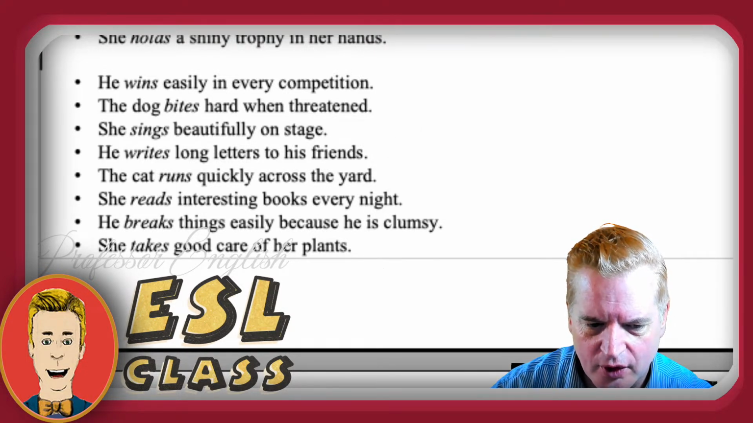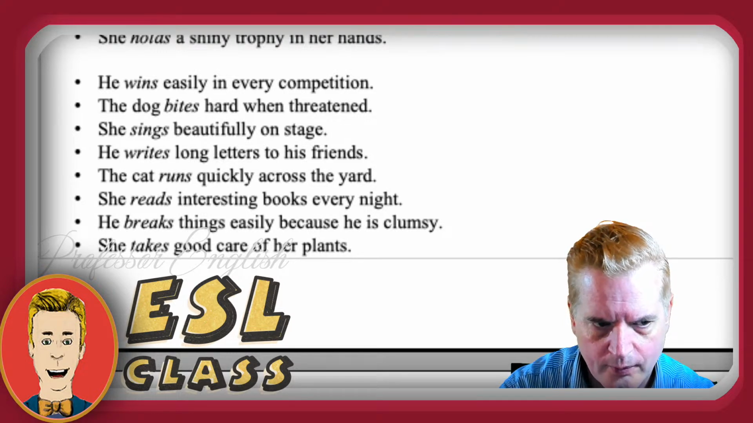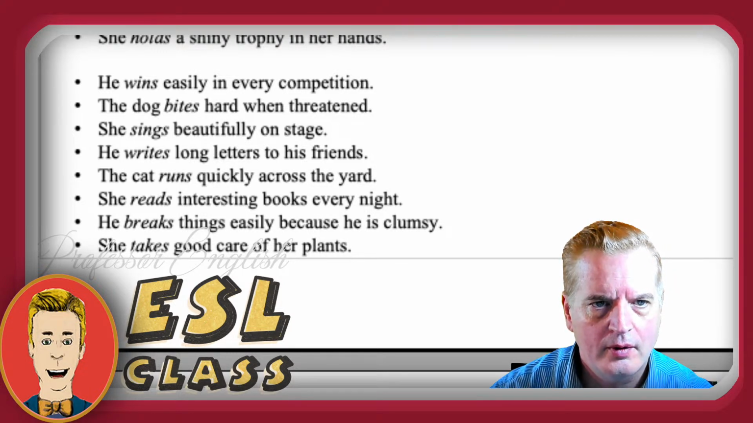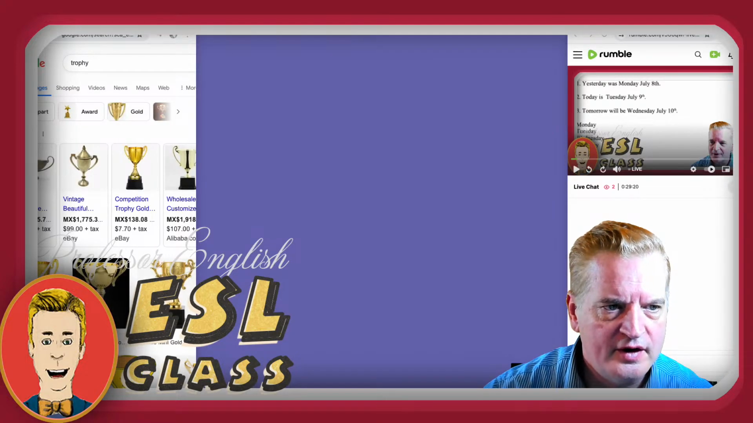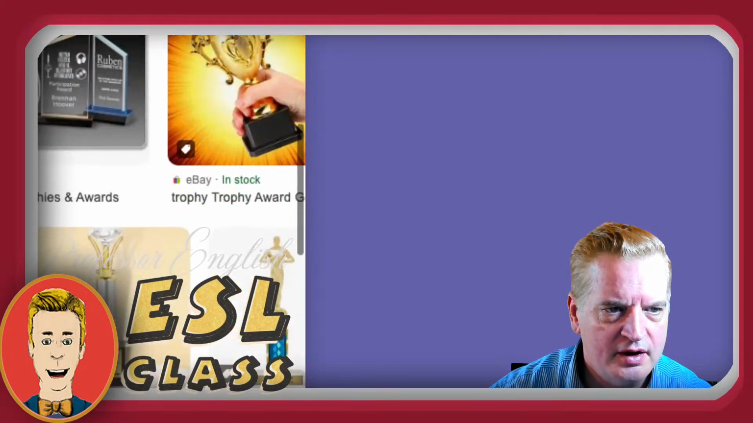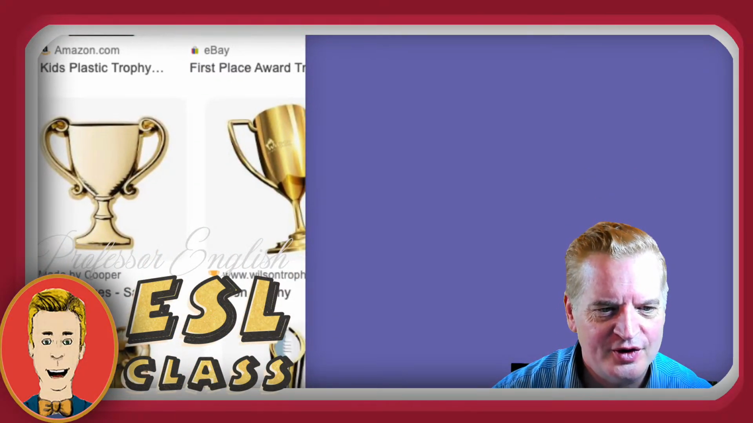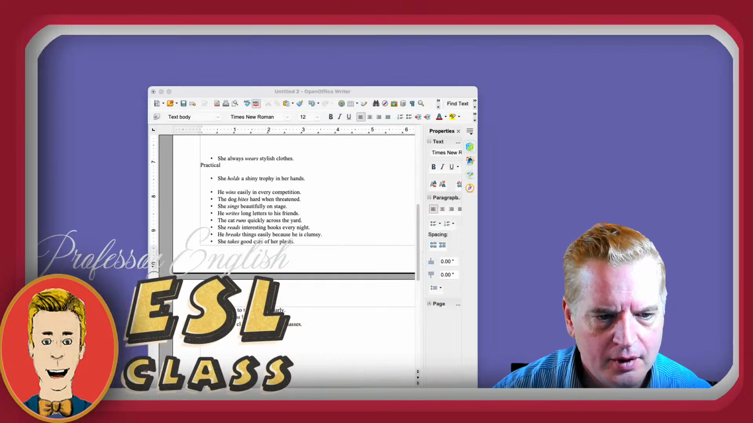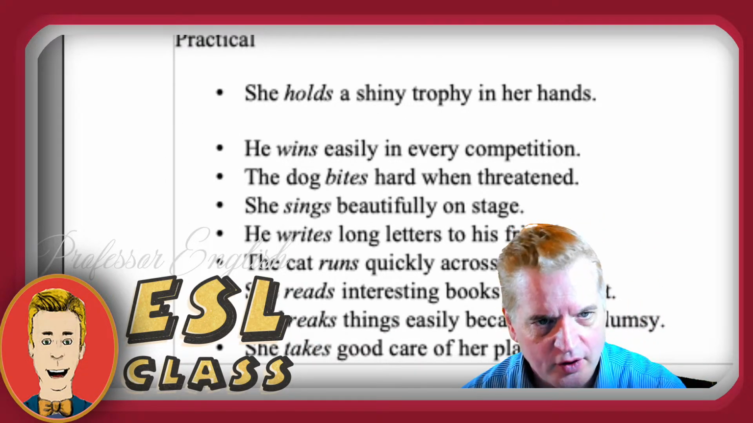Now, in case you don't know what a trophy is, I should show you a picture. Let's just take a look at what a trophy is. These are trophies, so it's like an award. Trophy. What was that? That's not a very nice trophy. Okay, those are trophies. So let's return to our sentence, which is, she holds a shiny trophy in her hands.